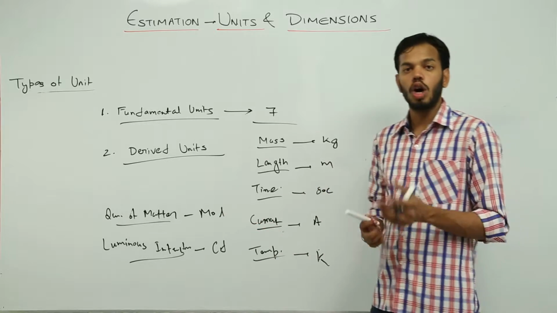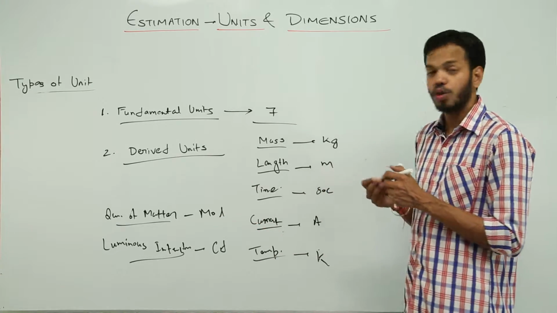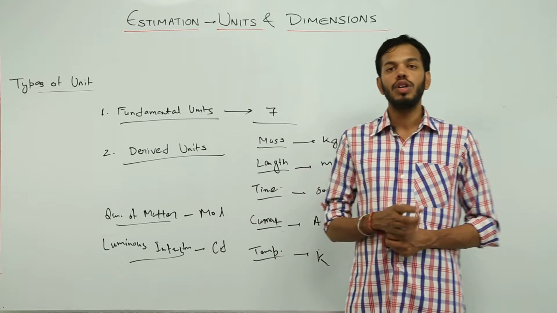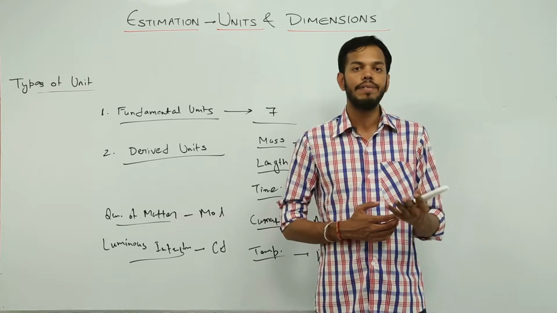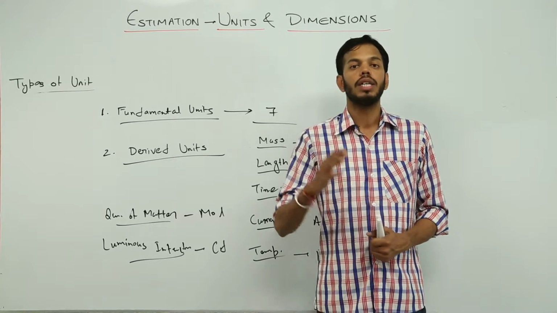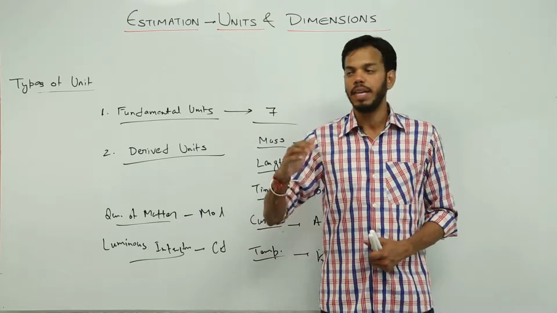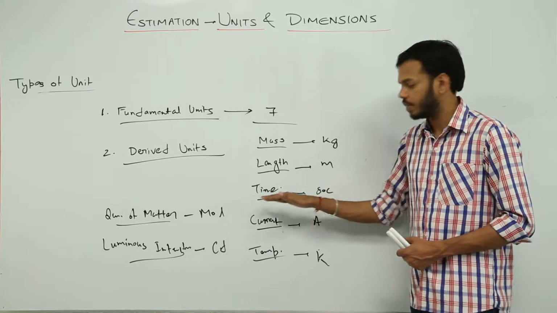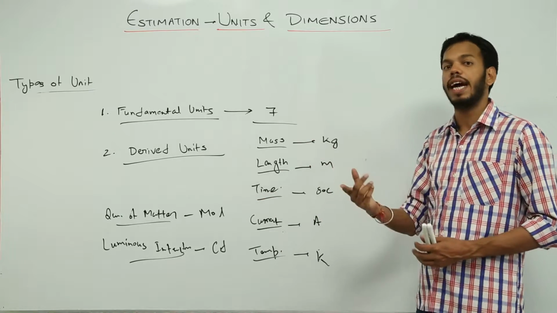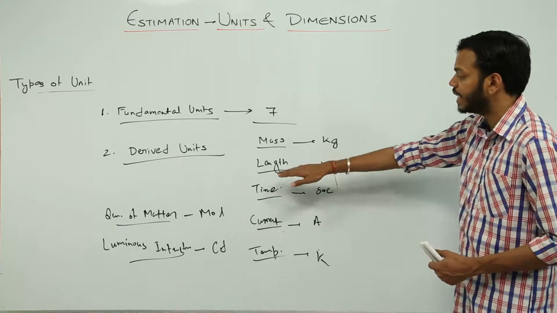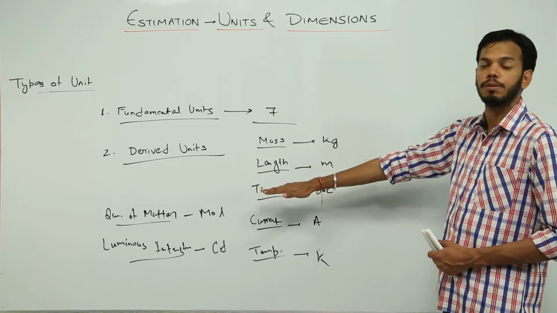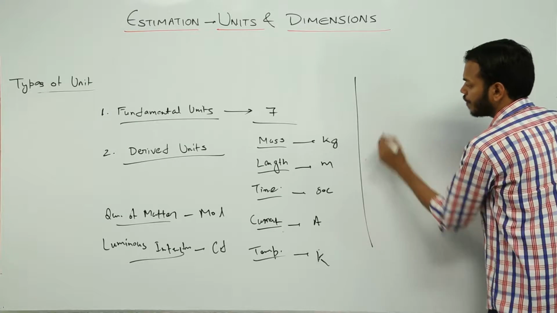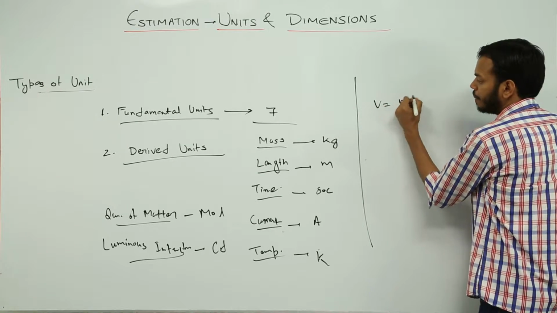So let's talk about derived units for a while before I move on to dimensions. What are derived units? For example, I want to define the unit of, let's say, a very simple term, speed. Speed is what? Distance covered upon time taken. Distance is length, so it is length upon time. So if I have to write a unit for speed, I'll write unit of length upon unit of time. That makes it meter over second. Hence we got the unit of speed as meter per second.